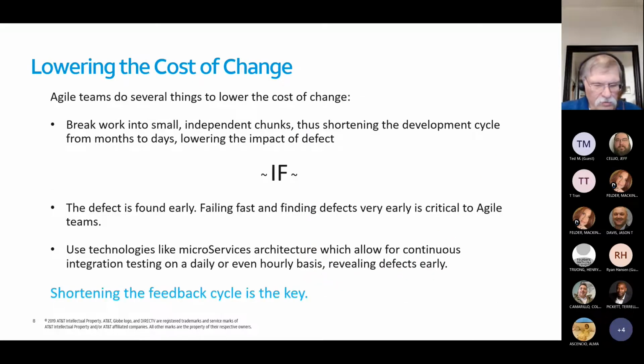So how can we lower the costs of change? If we're an agile team, what we do as a normal way of doing things is to break the work that we're going to be doing into small, independent chunks. Okay, the keys here are small and independent.